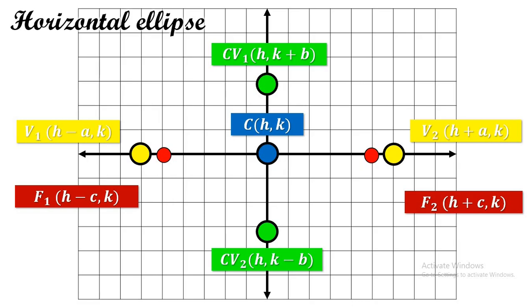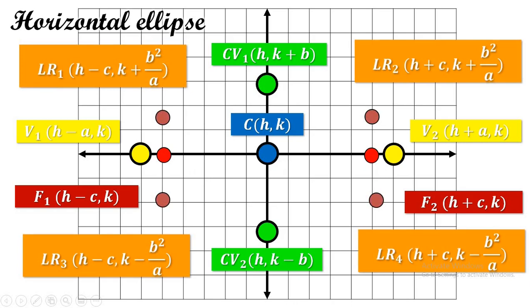Lastly would be plotting the endpoints of the latus rectum. We just simply need the formula b squared over a. And since the endpoints of the latus rectum are 4, we need to know where the latus rectum should pass through, and that is here at F sub 1 and F sub 2. So since this is a horizontal ellipse, in plotting the endpoints of the latus rectum, the movement will be up and down the focus, or each focus.